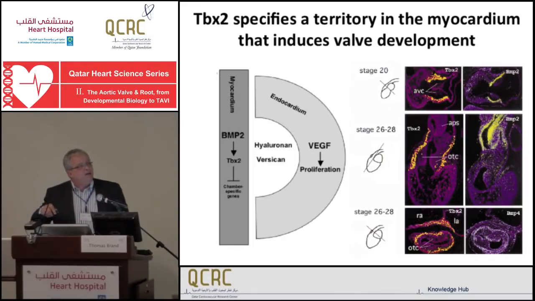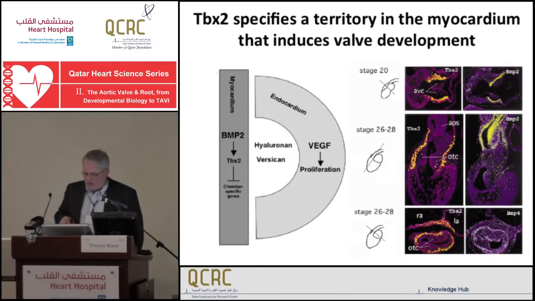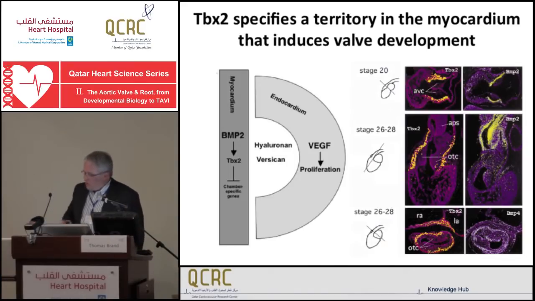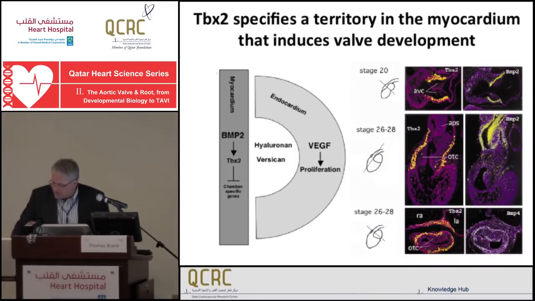Inside the heart itself, there's also a signaling molecule called vascular endothelial growth factor, VEGF, that causes the endocardium in this area to proliferate. And there's also remodeling going on here in the cardiac cushion itself. There's particular accumulation of certain extracellular matrix molecules like versican and hyaluronic acid that accumulate in this area to generate swelling and also setting the stage for the next step.